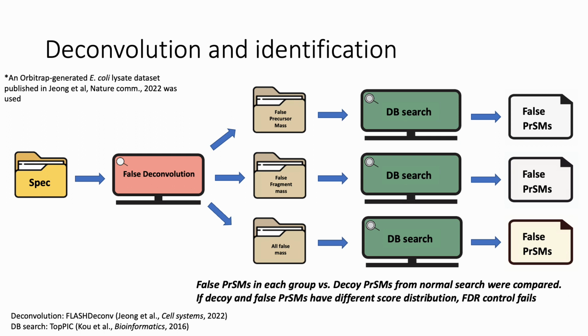Now these false PRSMs in each of three groups were compared against decoy PRSMs from a normal search. Normal search meaning we didn't manipulate the deconvolution step. If decoy and false PRSMs have different score distributions, then you can notice there will be FDR bias.